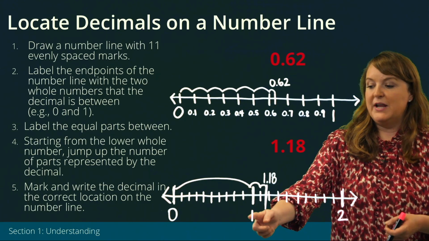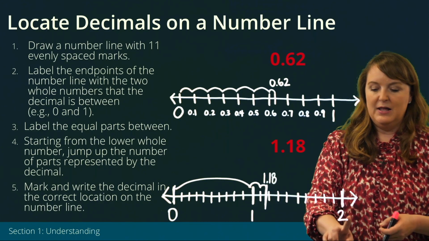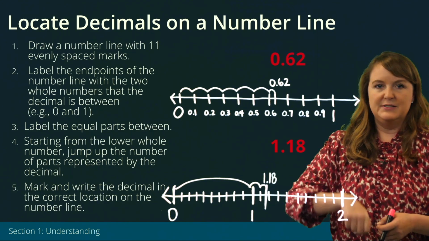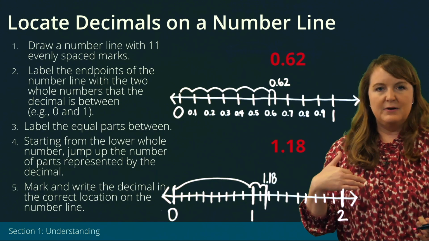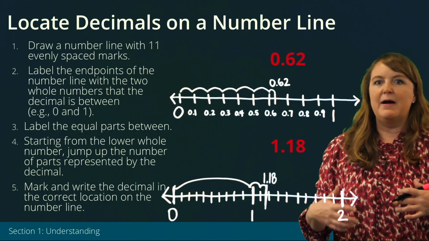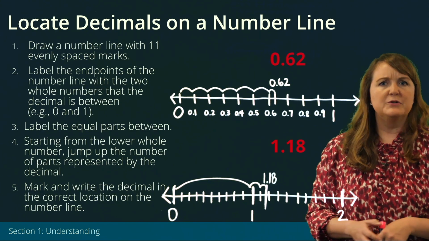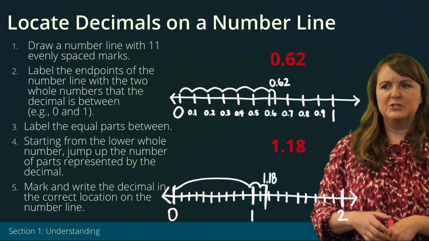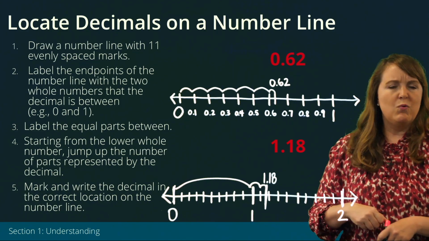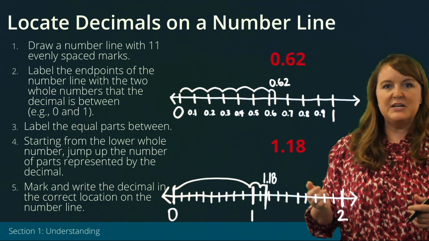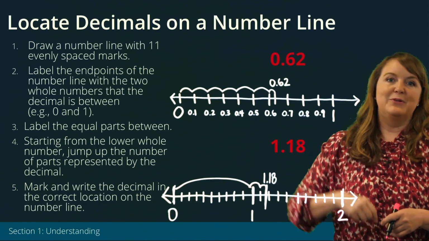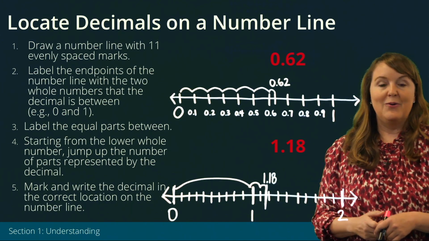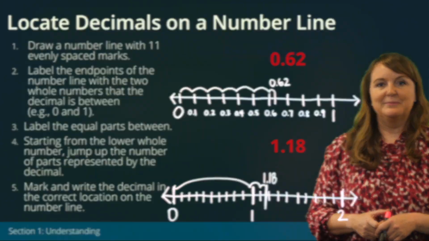Here I can see that 1 and 18 hundredths is greater than 1, less than 2, and less than 1 and 5/10. So again, going back to that thing about value, it's really important for students to understand the value of numbers, not just the value of a number like 1 or a number like 13, but also of a number like 62 hundredths or 1 and 18 hundredths.